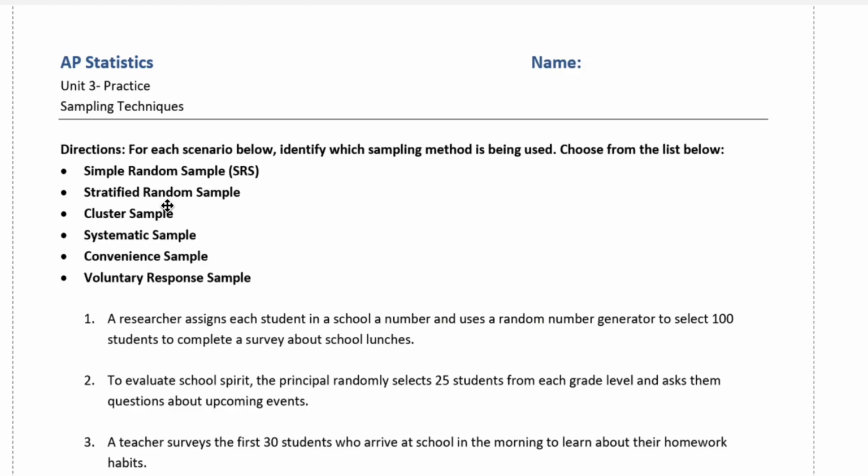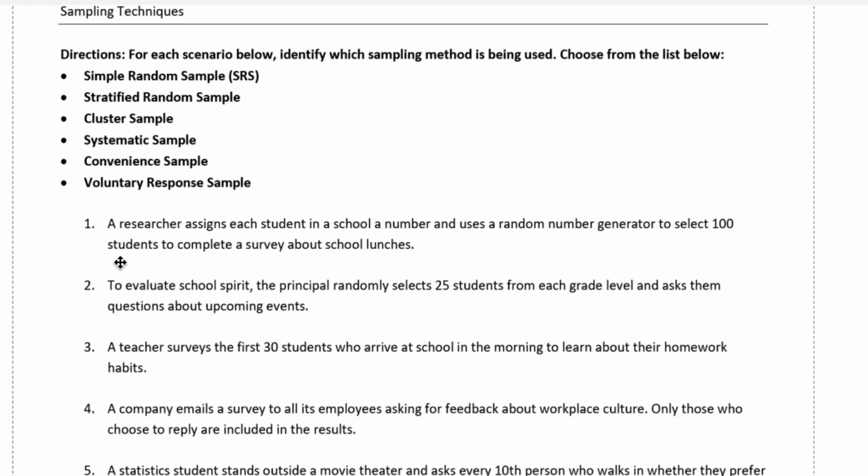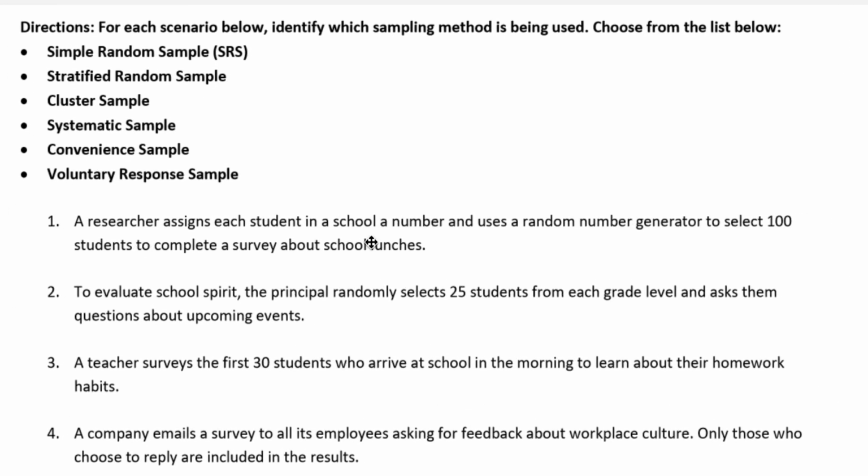So those are the sampling techniques we have here. First one, a researcher assigns each student in the school a number and uses a random number generator to select 100 students to complete a survey about school lunches. So pretty clear this will be an SRS because it says random number generator, that's a hint.